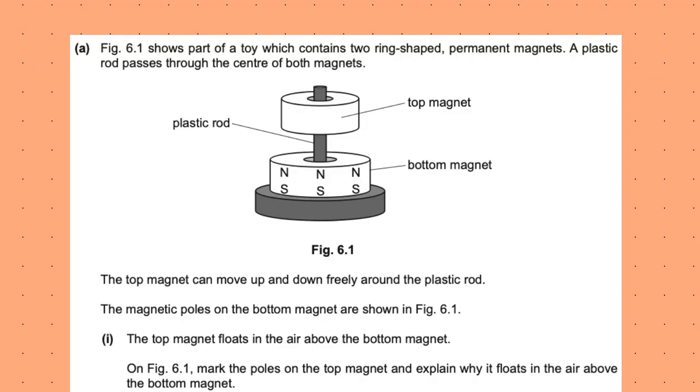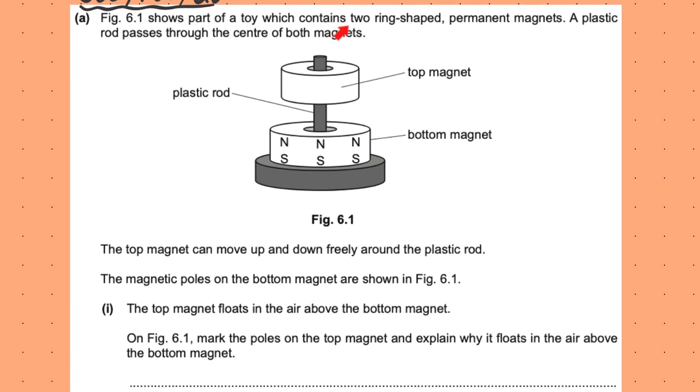So this is one of those structured questions. This is Summer 22, paper 22, question number 6. Now the actual question is lengthier than this, but right now, because we have not done all of the syllabus content regarding electromagnetism, we can't do the other part. But this is something we can do. 6.1 shows part of a toy which contains 2 ring-shaped permanent magnets. A plastic rod passes through the center of both. Top magnet can move up and down freely along the plastic rod. The magnetic poles on the bottom magnet are shown. The top magnet floats in the air above the bottom magnet. On 6.1, mark the poles on the top magnet and explain why it floats in the air above the bottom magnet.